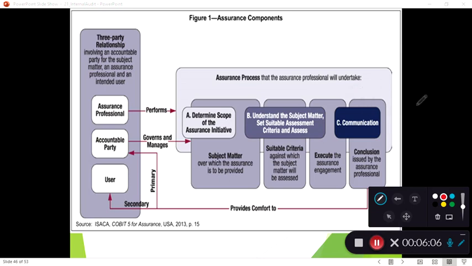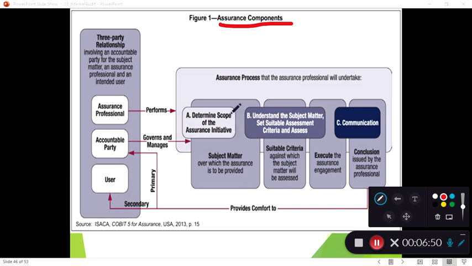Okay, and then just lastly, I just wanted to wrap this all up, just to remind, I think I did this very early on in the class, and this is the components of a general assurance process, right? And all of these that we've talked about, whether it's financial statements, operational audits, compliance audits, all of these fit into this framework, right? Where we have this three-party relationship. We have an assurance professional, an auditor, whether it's an external auditor or an internal auditor. We have an accountable party like managers. We have users, whether those are shareholders or regulators, the government.